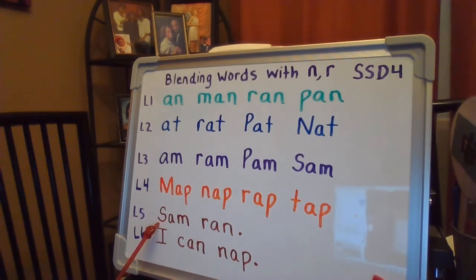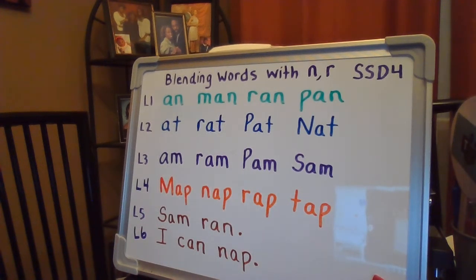Line 5. Sam. This is your sentence. Line number 6. I, k, an, can, n, ap, nap. I can nap. Can you?